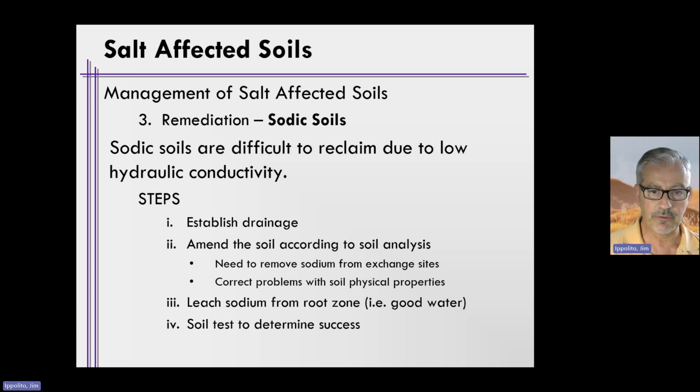Okay, so you establish drainage, you amend the soil according to an analysis that's performed. You're going to add a calcium source. You leach the sodium from the root zone with good water, and you soil test to determine success. And this looks good on paper. And I'll tell you a caveat. The caveat is that these types of soils oftentimes are sodic because of poor quality irrigation water. And so where are you going to get good water? Good luck. All right. So there are other ways that we can overcome this. But in this instance, it is a challenge.